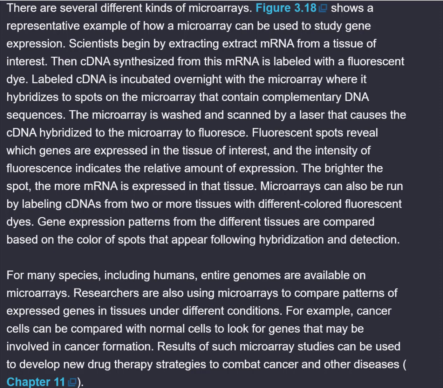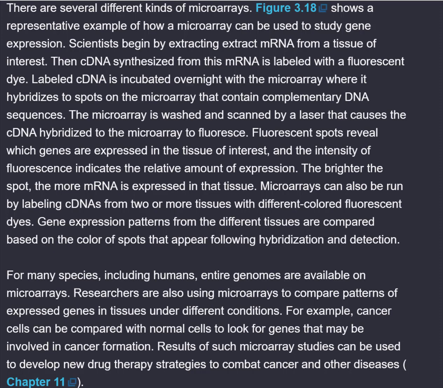Scientists begin by extracting mRNA from a tissue of interest. Then cDNA synthesized from this mRNA is labeled with a fluorescent dye. Labeled cDNA is incubated overnight with the microarray, where it hybridizes to spots on the microarray that contain complementary DNA sequences. The microarray is washed and scanned by a laser that causes the cDNA hybridized to the microarray to fluoresce.